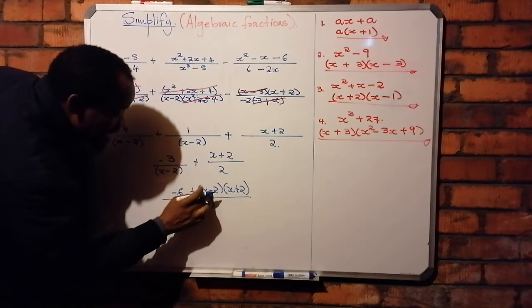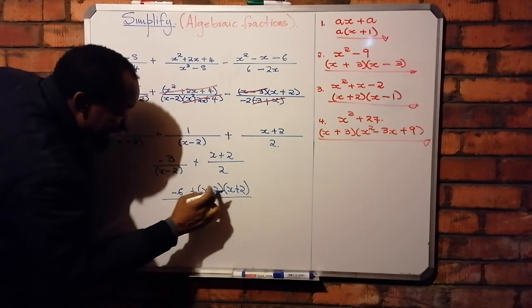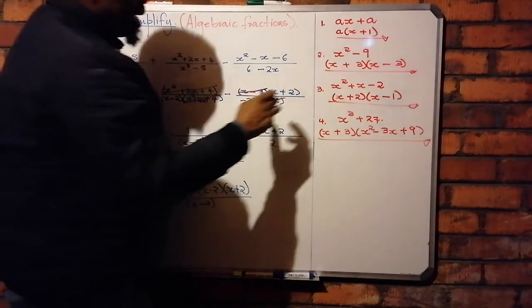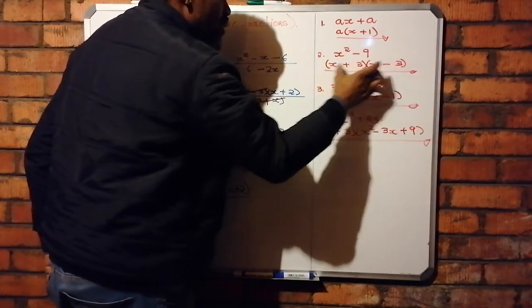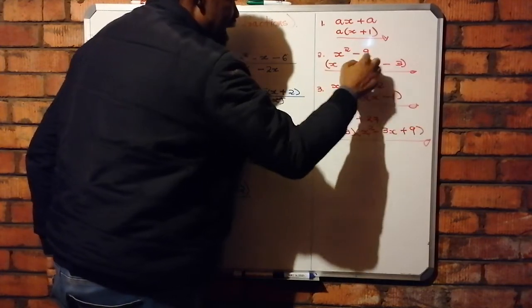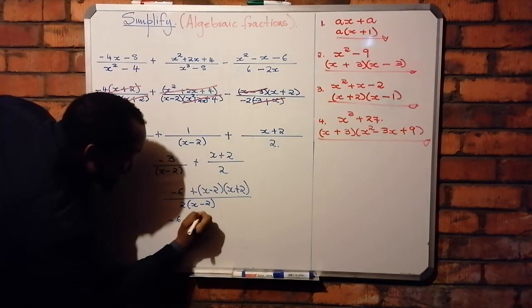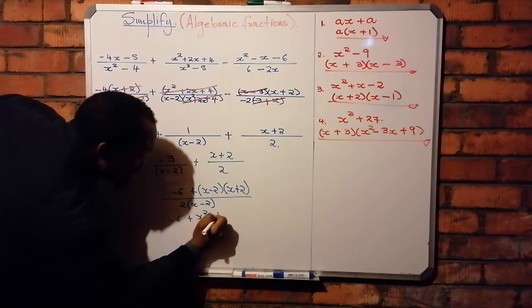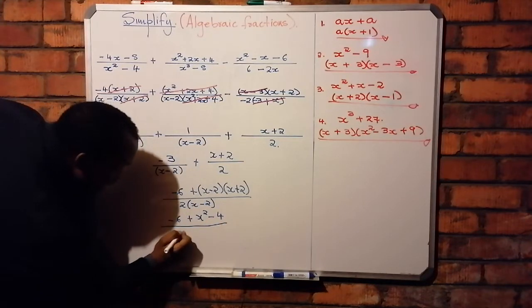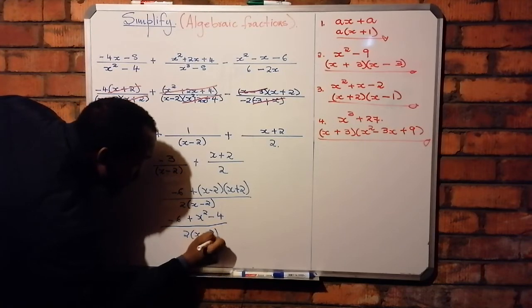Can you see that here? We have 2 brackets which are the same and the signs are different. Let's go back there. 2 brackets which are the same with different signs. It means I can multiply this and that. Now, I will be having plus x squared minus 4 divided by 2 into x minus 2.